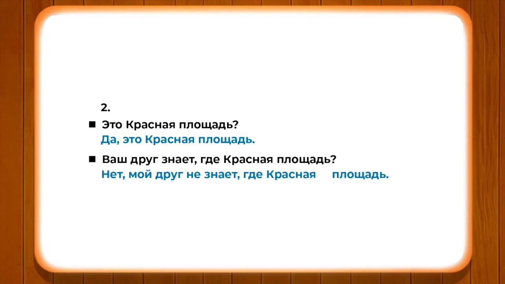And instead of Да, I am going to use another expression, Нет, which means no. Нет, мой друг не знает, где Красная площадь. My friend does not know where the Red Square is. So here you can see that instead of Да, we have used Нет for the first time. And you can also make your own sentences where you use the expression Нет. However, the concept remains the same, that after Да or Нет, you have to have a pause.